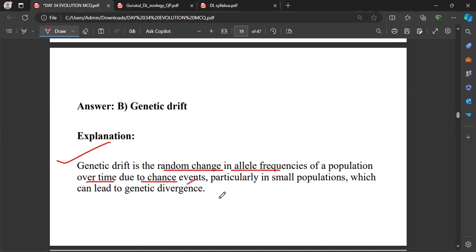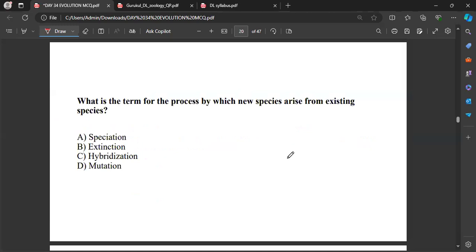events. Chance events means what? It is not knowingly done. It is unknowingly causing some of the changes, right? And particularly in a small population. This random change over a period of time leads to genetic divergence. Now, what is the term for the process by which new species arise from existing species?